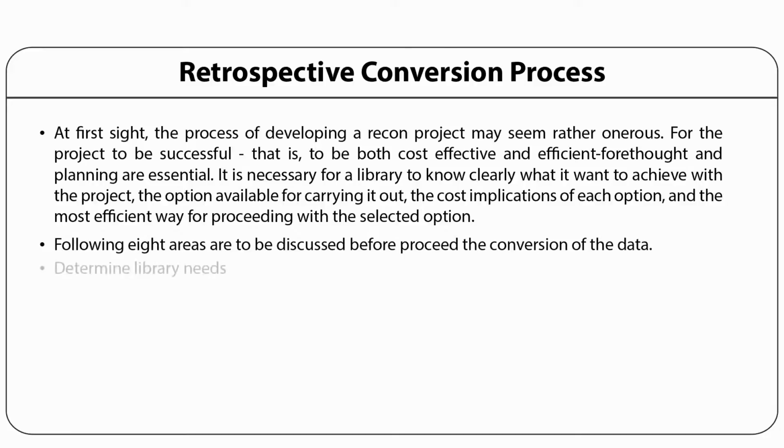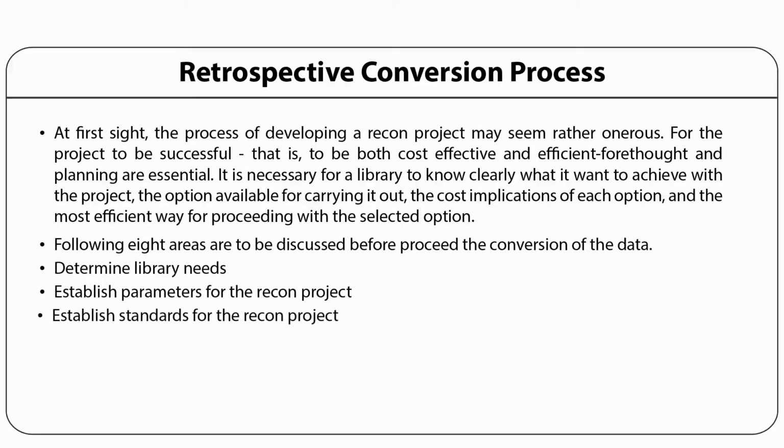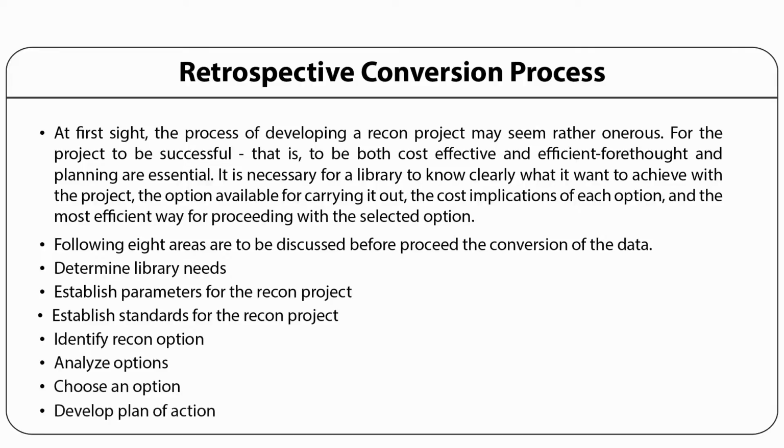Number 1, determine library needs. Number 2, establish parameters for the retrospective conversion project. Number 3, establish standards for the retrospective conversion project. Number 4, identify retrospective conversion options. Number 5, analyze options. Number 6, choose an option. And number 7, develop plan of action.